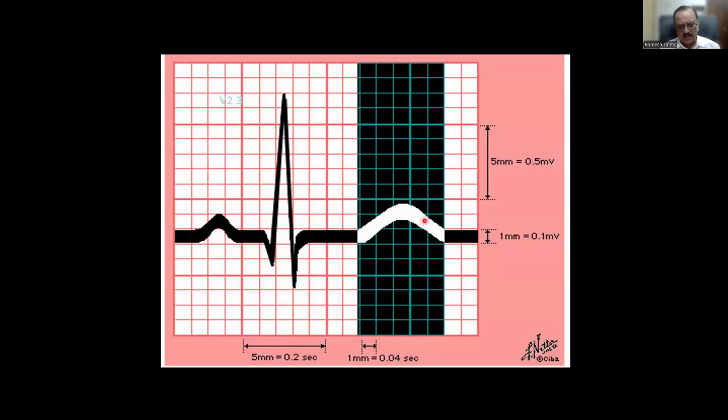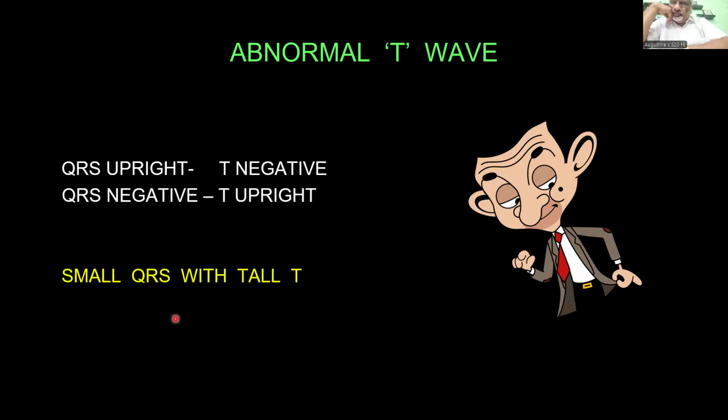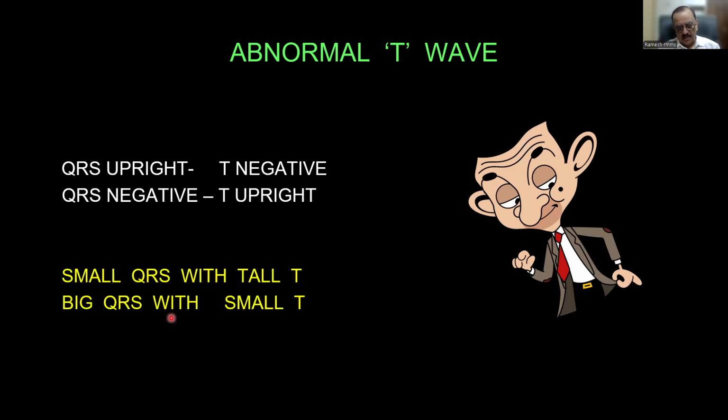The QRS and the T wave should take the same direction. So if the QRS is upright and the T wave is negative, down, it is an abnormal T wave. Same way, if the QRS is negative and the T wave is upright, that is again an abnormal T wave. If the QRS is small but the T wave is very big, taller than the QRS itself, it is an abnormal T wave. If it is a very big QRS with a very small, barely identifiable T wave, it is also an abnormal T wave.